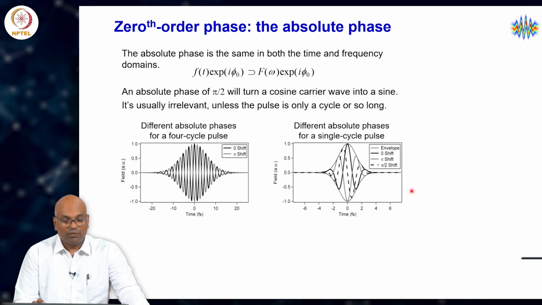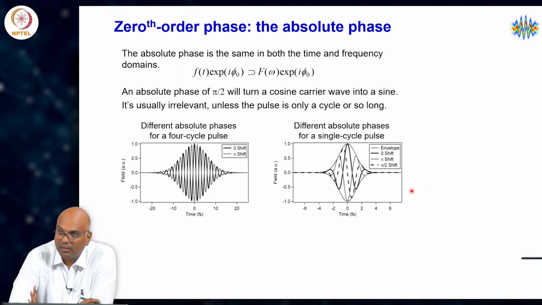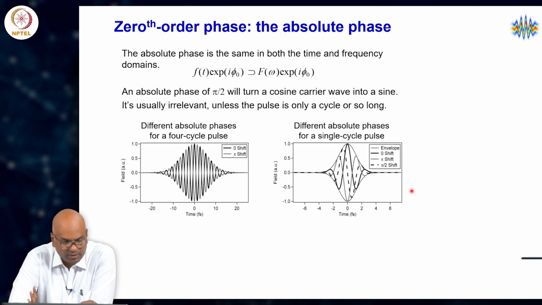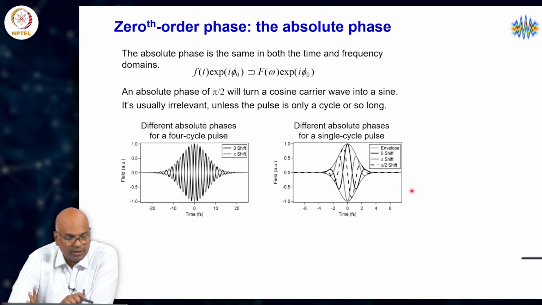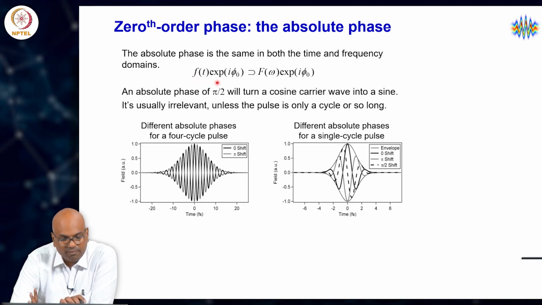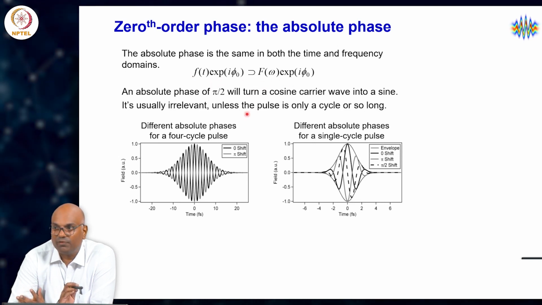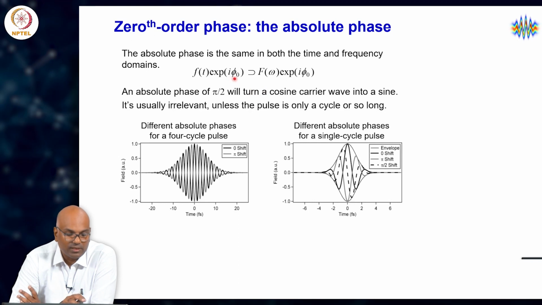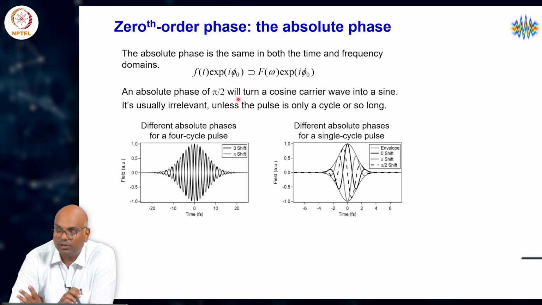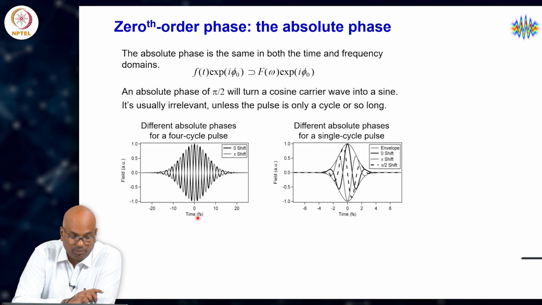So, the 0th order phase, the absolute phase as we have called it, we also gave it the name carrier envelope phase, as the case may be. The 0th order phase is the same whether expressed in time or frequency domain, because it is just a pure phase factor. In that sense, it does not matter in which domain you measure it, you do not have to go through the additional step of converting it from one domain to another.